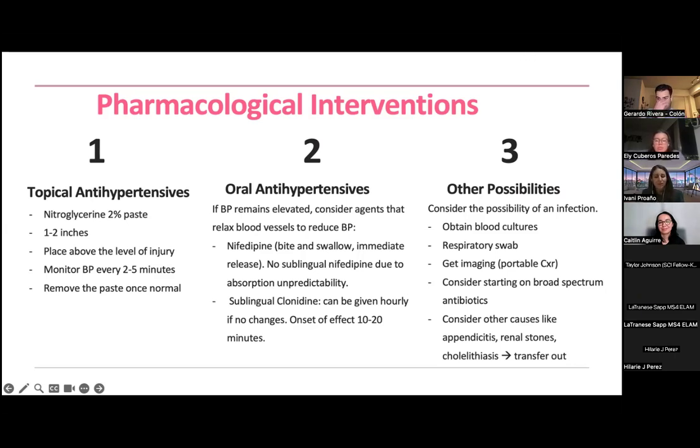Mm-hmm. Yeah, and thank you, Taylor. And so another thing that can also help that I didn't mention is, when you do insert the Foley, if you're trying to manage the AD and do the digital stimulation, one thing you can also use is lidocaine jelly. That way it's not as bad of a stimulus for the patient as well.